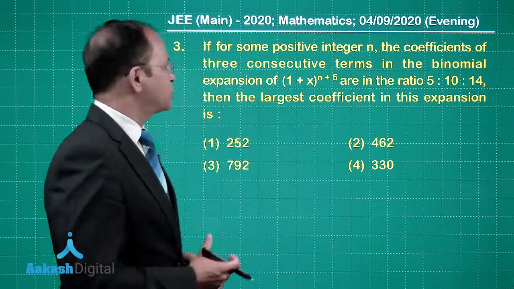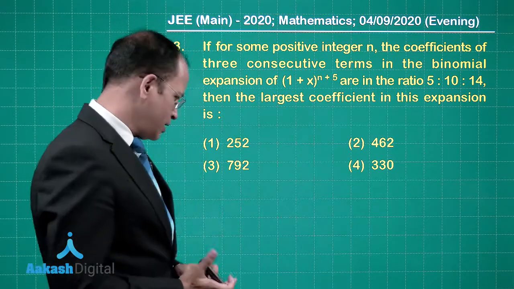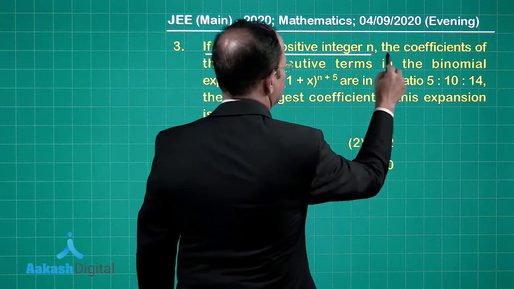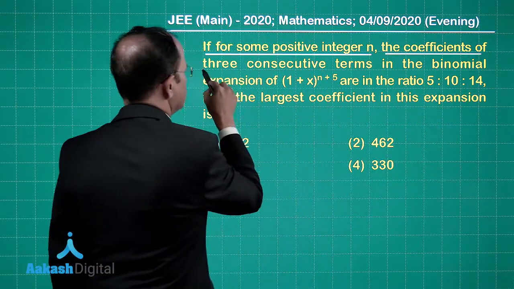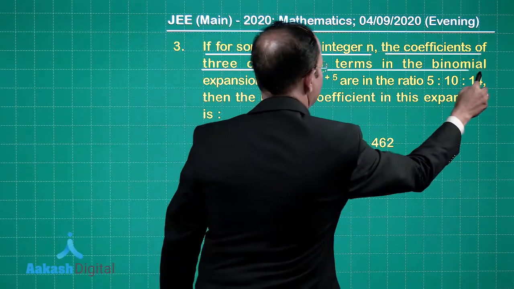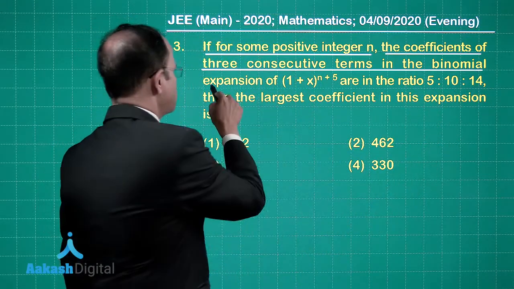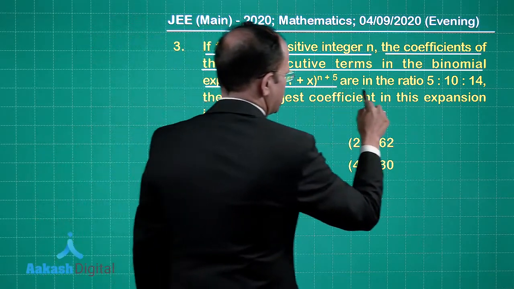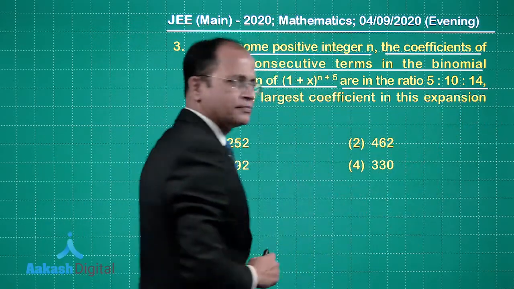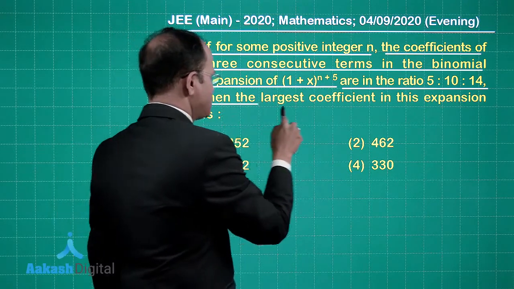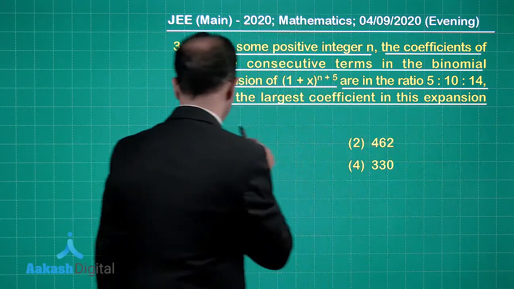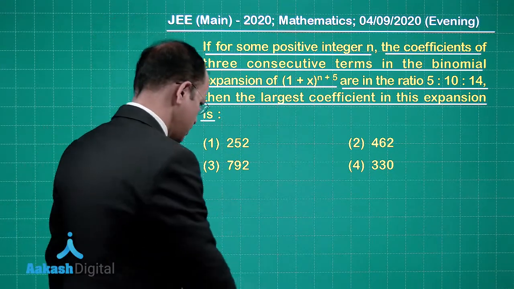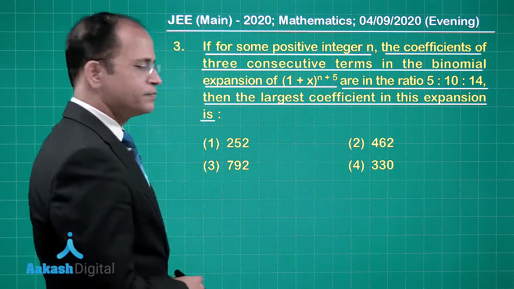Now let's talk about question number 3. If n is some positive integer and the coefficients of 3 consecutive terms in the binomial expansion of (1 plus x) raised to the power n plus 5 are in the ratio 5:10:14, then the largest coefficient in the expansion is what? It's a simple CBSE school level concept. So what you have to do?